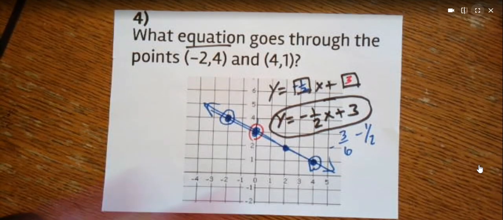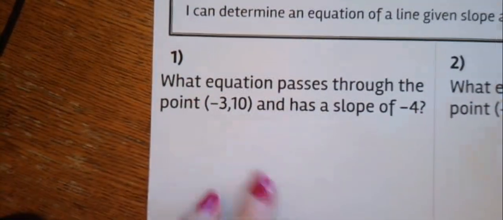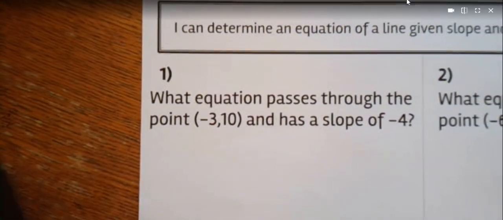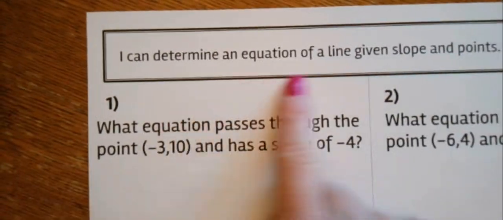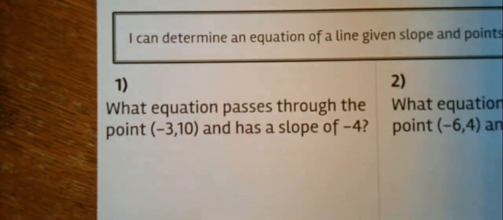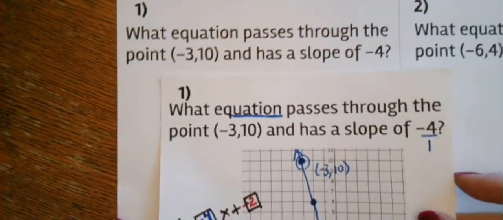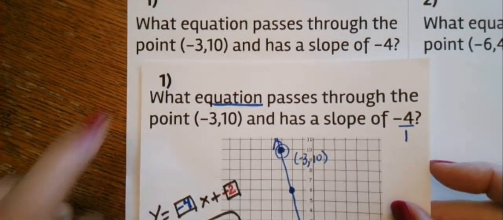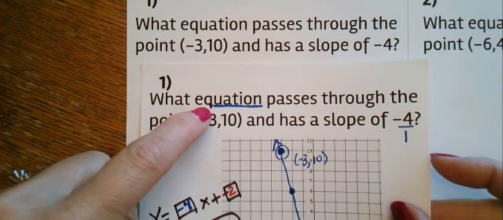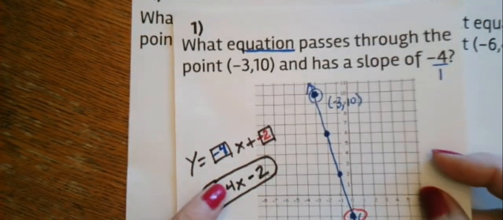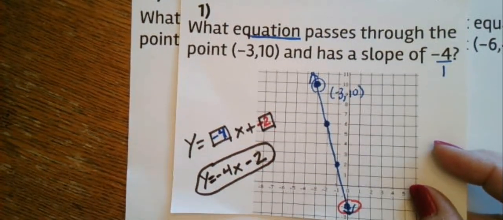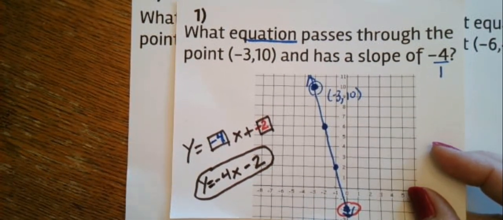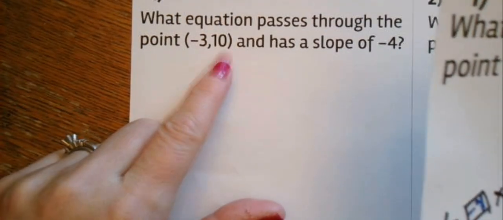So now what I'm going to ask you to do is to take a look at the next page in your notes, and you're going to see numbers 1 and 2. And again, we have the same goal here. I can determine the equation of a line given the slope and the points. Now, we just did number 1, right, with the graph. And do you see how number 1 is the exact same thing as this number 1? Okay, so we already know what the answer should be because we did it with the graph. But if you do not have a graph, which you need to be able to do this with algebra without a graph, how would we do that?